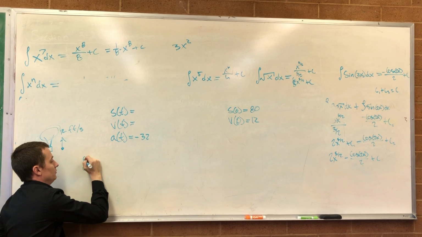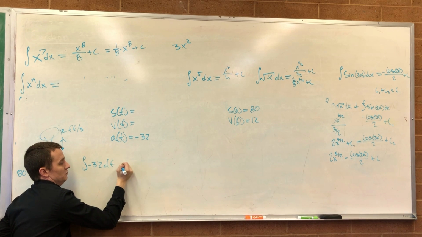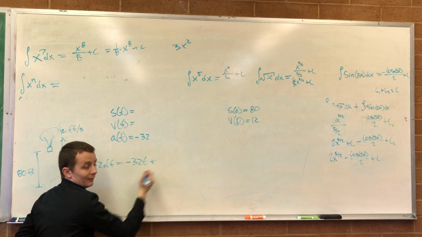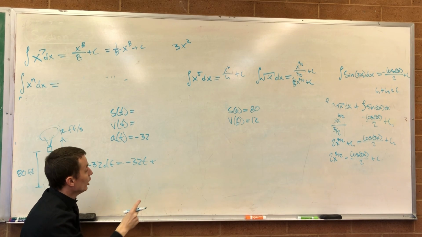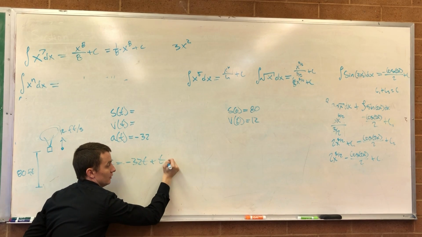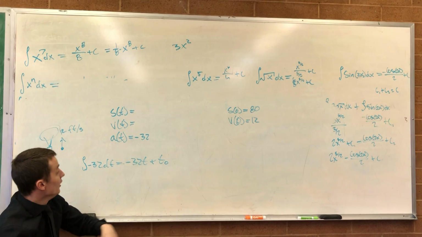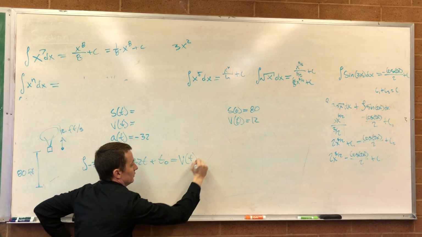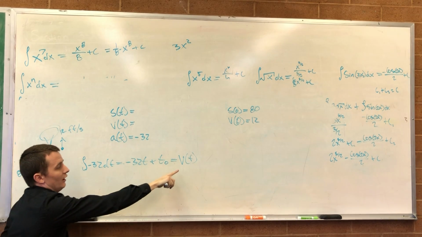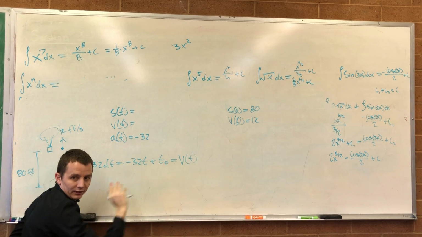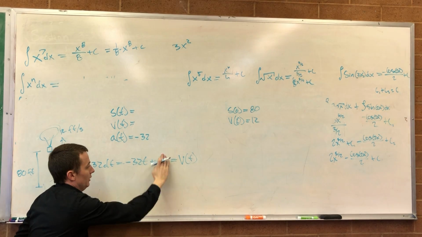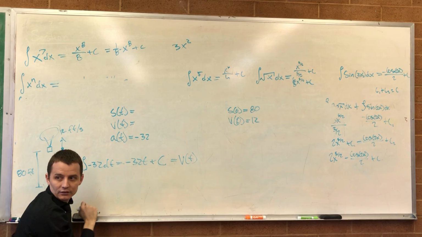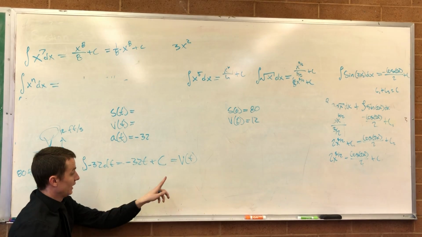So what is the integral of negative 32 with respect to time? Negative 32t plus c. Negative 32t plus some constant. And this is also equal to v of t. Let me just put c here for a second, then we'll go back. So I know that the integral of this thing is negative 32t plus c, right? So that's what v of t is. But I don't know what that constant is.